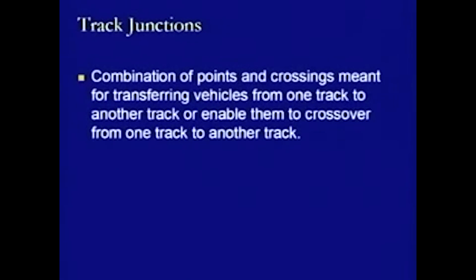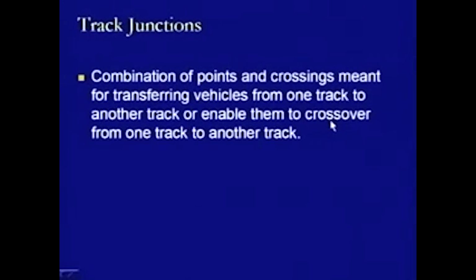Starting with track junctions or crossovers. Track junctions or crossovers can be defined as a combination of points and crossings meant for transferring vehicles from one track to another track, or enabling them to cross over from one track to another. That is the definition of any track junction or crossover. There may be two tracks moving parallel to each other, or not parallel, maybe at certain curvature, and we are interested in transferring the whole of the rolling stock from one track to the other track.